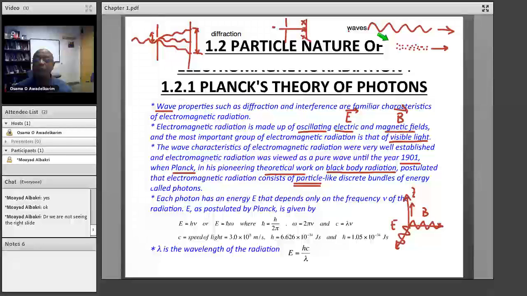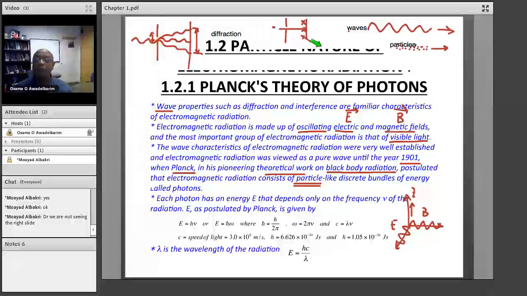Now, how can we think of them as waves and at the same time think of them as particles? It's very difficult to conceive, but this is now commonplace thinking. Okay? Particle nature. That's why we have here particle nature of electromagnetic radiation. So we're going to think of electromagnetic radiation as waves, if we like, or as particles. Either way of thinking about electromagnetic radiation is right.